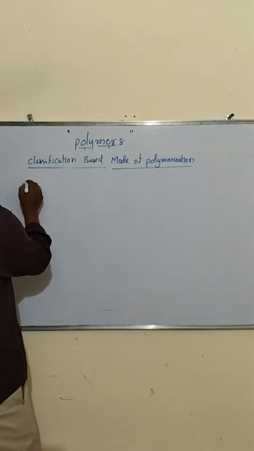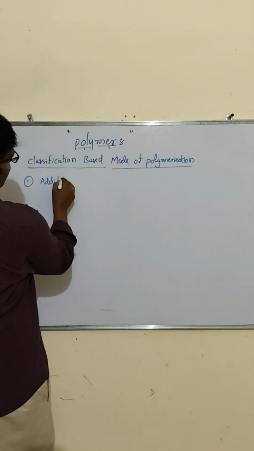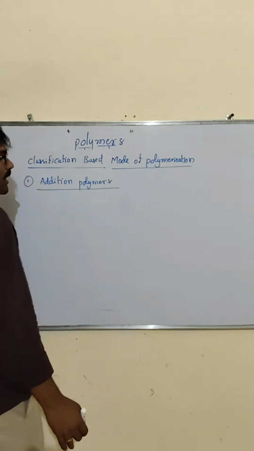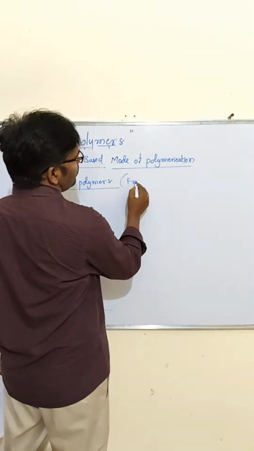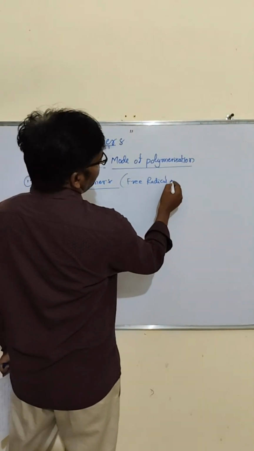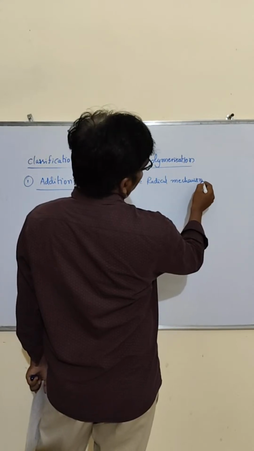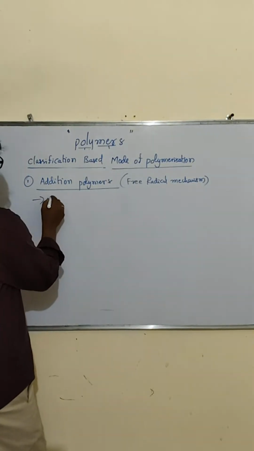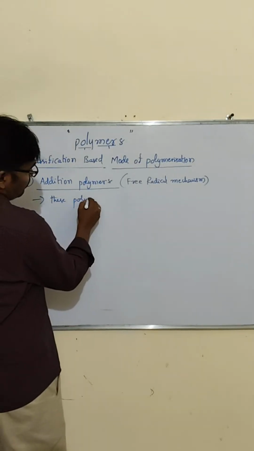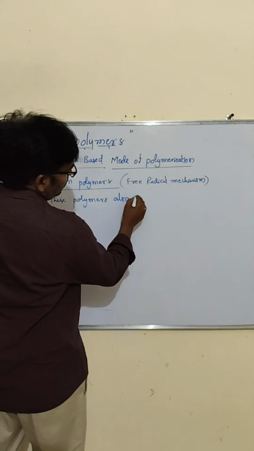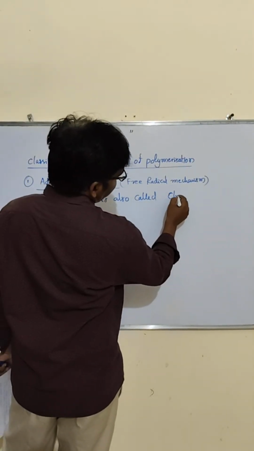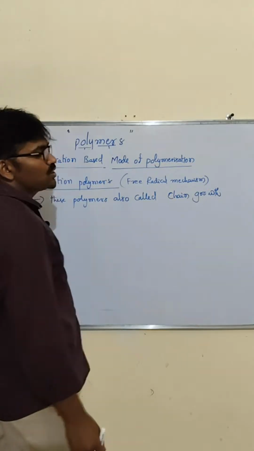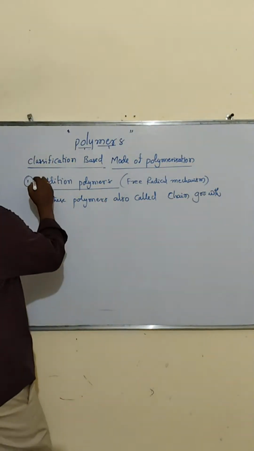Number one, addition polymers. Sir, how do addition polymers form? By the free radical mechanism. We also call these chain growth polymers. So chain growth polymers are formed, and all addition polymers are chain growth.